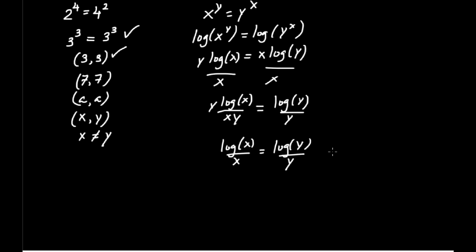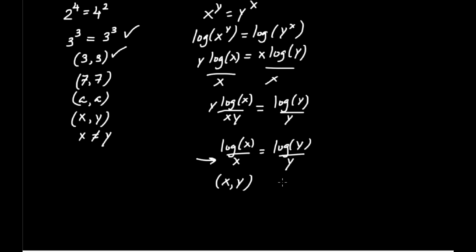Now, this doesn't help us too much, since we don't really have one variable completely in terms of the other variable. But this is a pretty interesting property of these x and y pairs. And what this says is that if some x and y pair is going to commute under exponentiation, the following equation must be true.